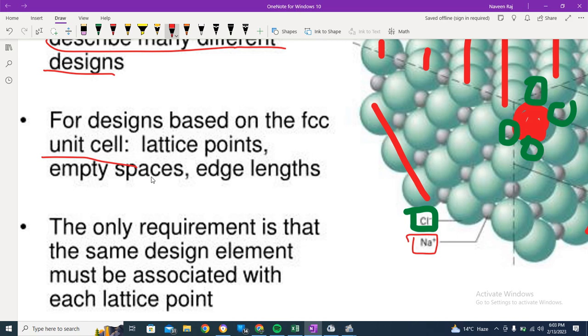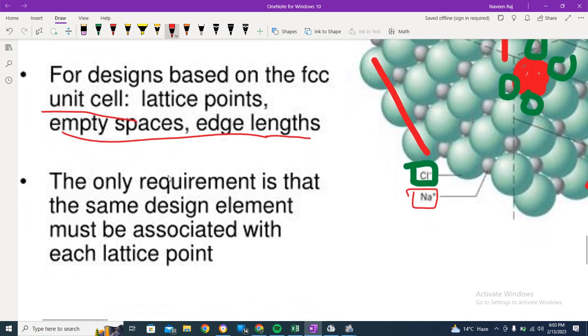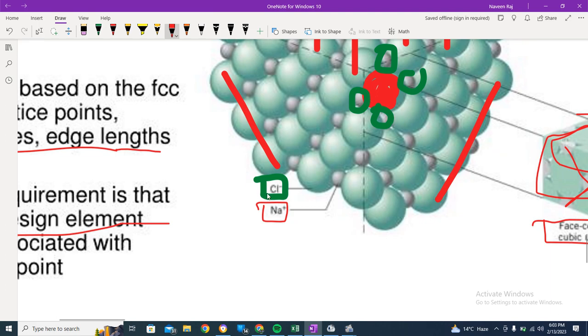Okay, there are empty spaces, there are edge lengths, but these are all equal and all calculated throughout the crystal. The only requirement is that the same design element must be associated with each lattice point. I have just told you that around each chlorine we have got 4 sodium in this diagram.